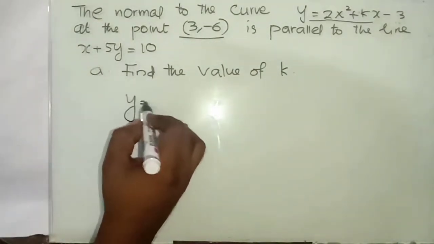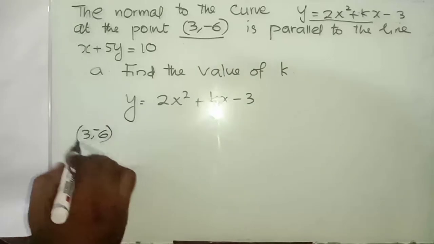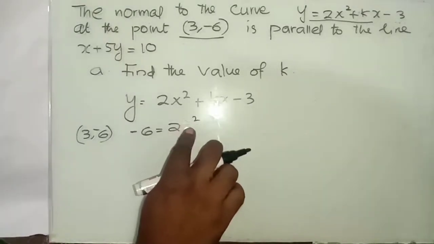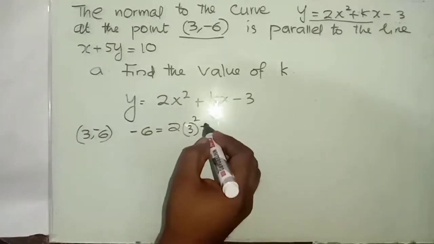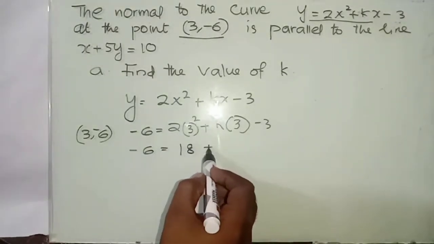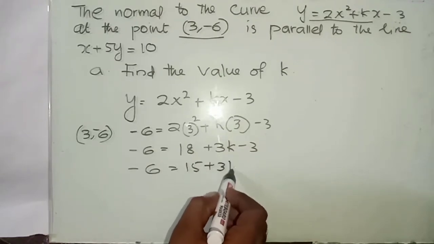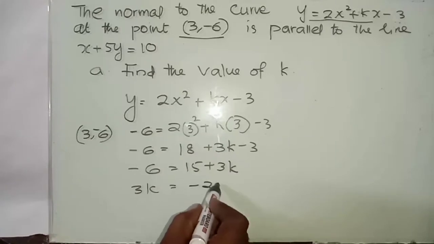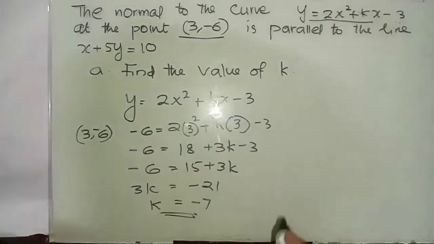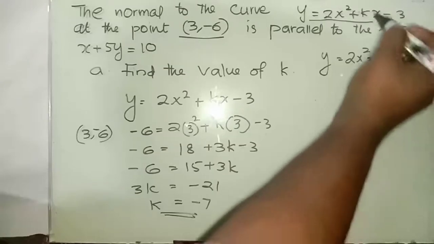So it's very simple. We get y is equal to 2x square plus kx minus 3 at 3, minus 6. We get minus 6 is equal to 2x square, where x is replaced as 3: 2 into 3 square plus k into 3 minus 3. This minus 6 is equal to 18 plus 3k minus 3. Minus 6 is equal to 15 plus 3k, or 3k is equal to minus 21. It implies k is equal to minus 7. We get the value of k in a simple way. So the equation of the curve is y is equal to 2x square minus 7x minus 3, as k is minus 7.